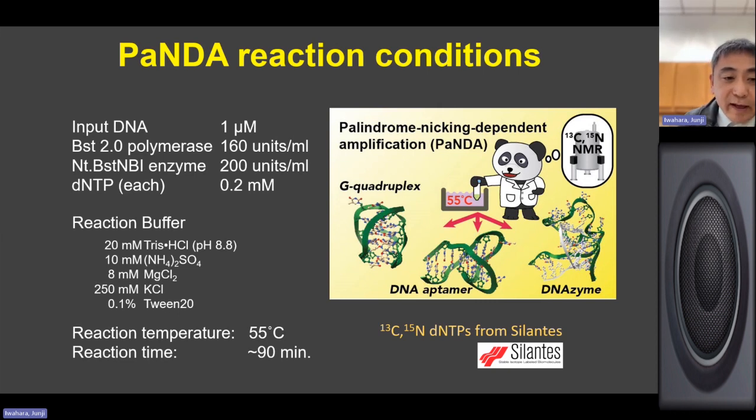Another point is that we use relatively high salt concentration here, basically for suppression of 3' overhang attachment to the DNA products. Of course, if you do isotope labeling, you have to use isotope labeled dNTPs, and for that we purchase from Silantes.